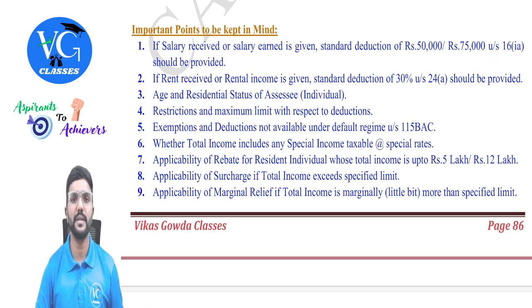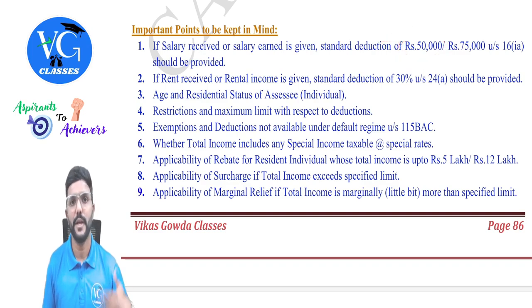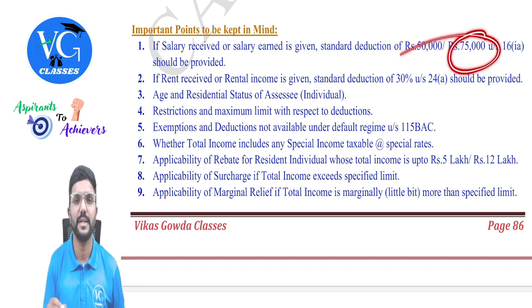When you are computing total income questions, if salary per month or pension per month or salary received is given, please provide a standard deduction under section 16 to compute income from salary, guys. If the assessee is following the optional scheme, then provide a standard deduction of 50,000, or if he or she is following the default regime, then a standard deduction of 75,000 would be provided, even if the question is silent.